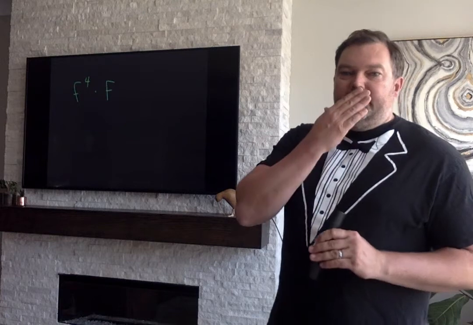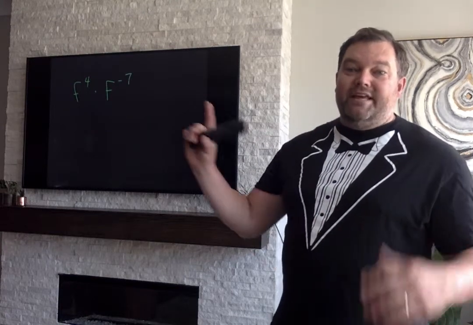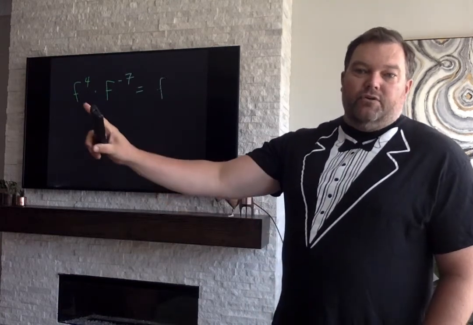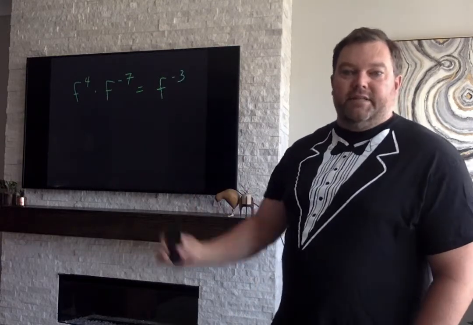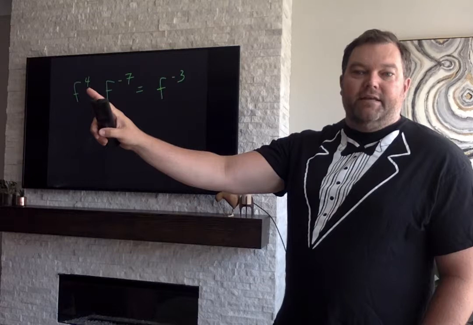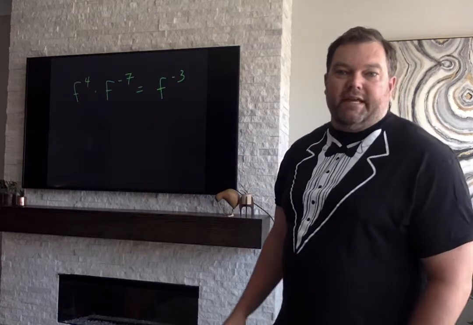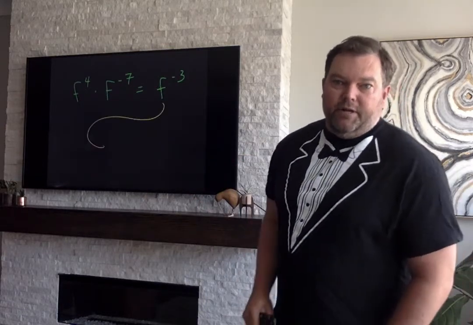Now, what else? What's another thing that can happen with exponents? They can be negative. So if I have f to the 4th times f to the negative 7th, that's f to the negative 3rd because you just add the exponents. 4 plus negative 7 is negative 3.